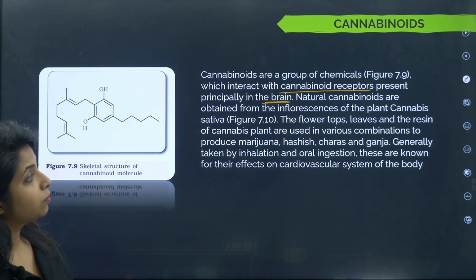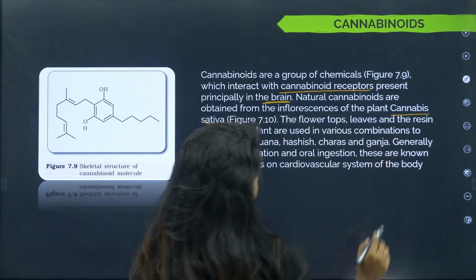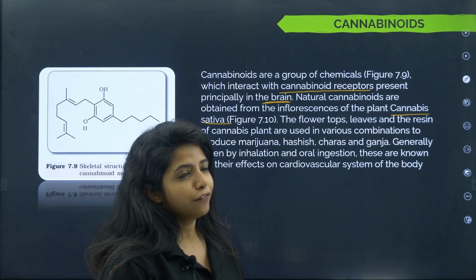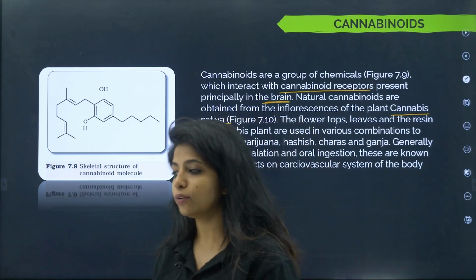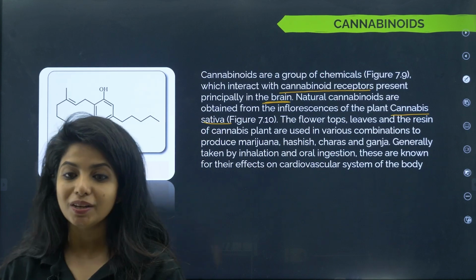Natural cannabinoids are obtained from the inflorescence of the plant Cannabis sativa. What is the name of the plant, children? Cannabis sativa. Basically, if you go to Manali and all, on the roadside the people sell drugs. Why? Basically, it is being produced in very large amounts.